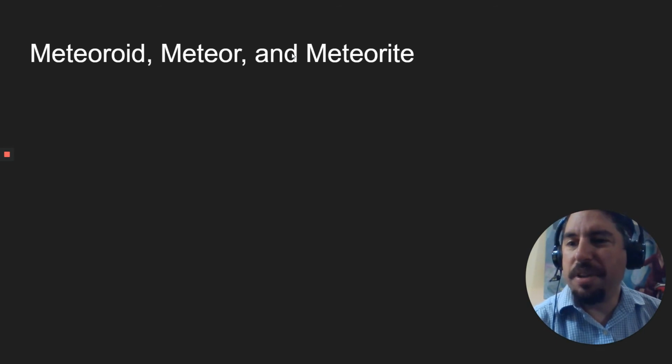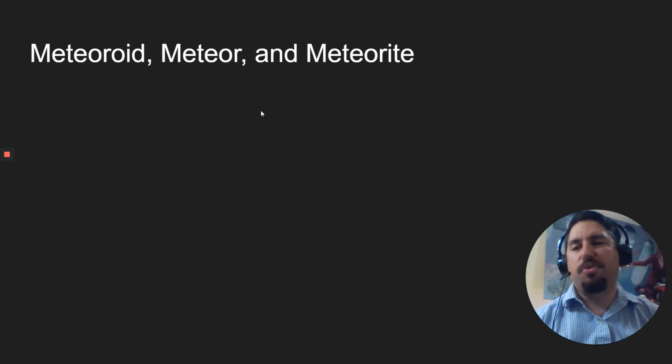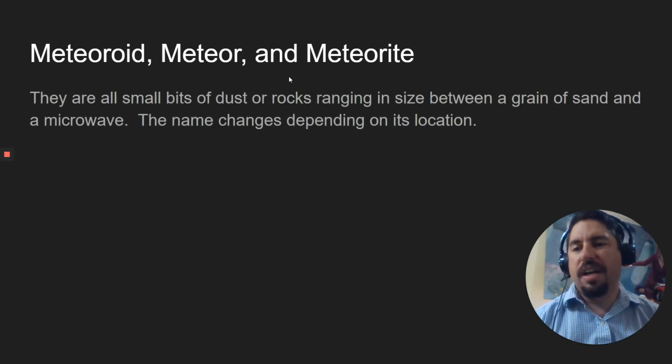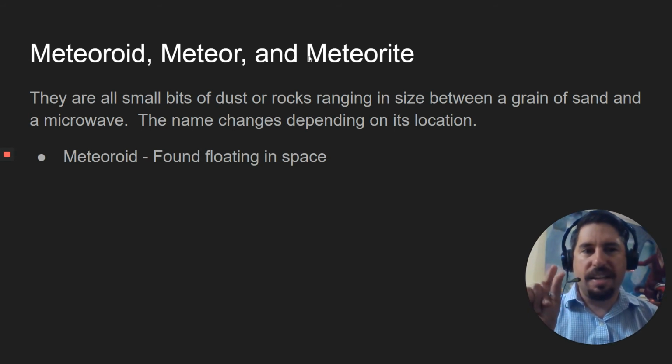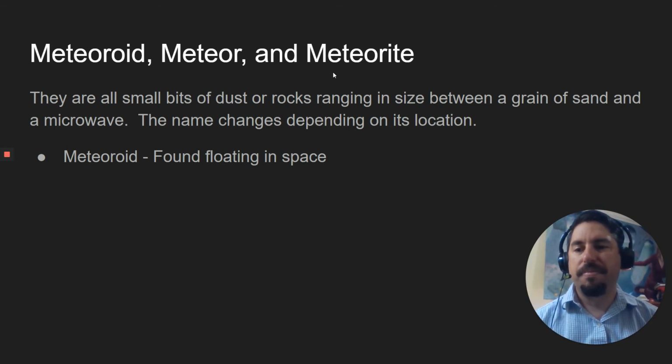All right, meteoroid, meteor and meteorite. These are all small bits of dust or rocks. They range in size between a grain of sand and a microwave oven. And whether it's a meteoroid, a meteor, or a meteorite depends on where we find it. If it's in space, we call this little bit of grain of sand size dust or rock a meteoroid.